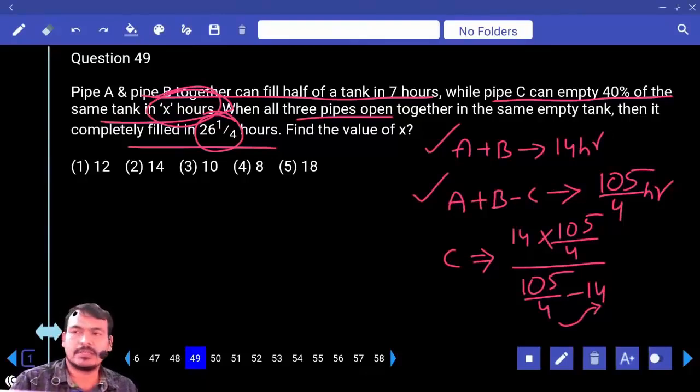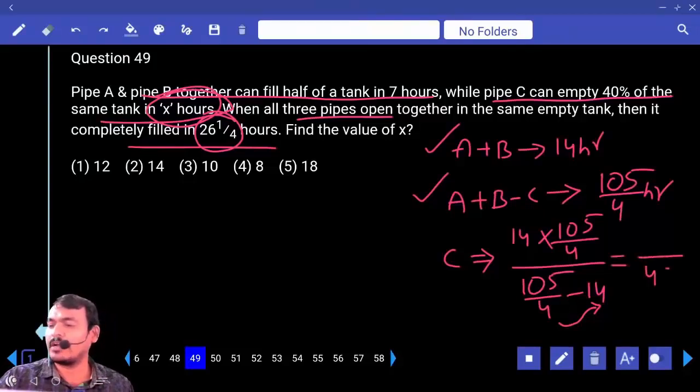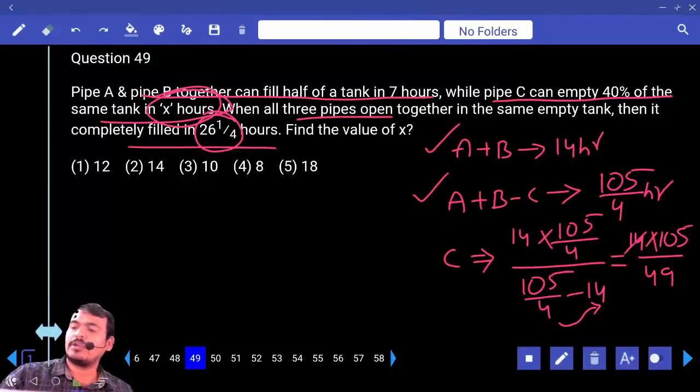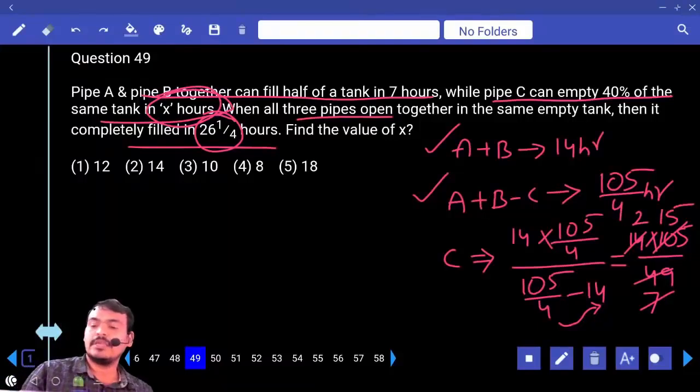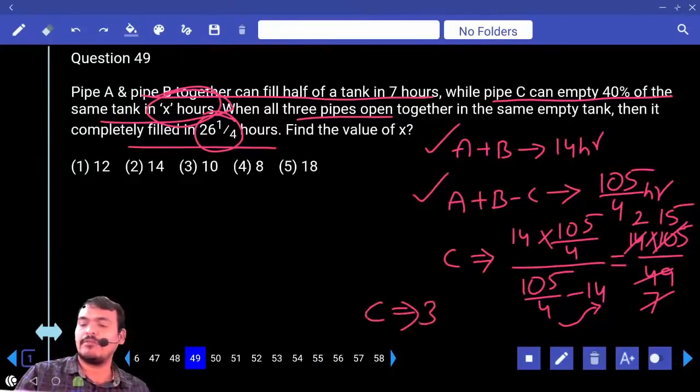105 minus 56 is 49. The denominator we wrote is 49. Numerator 14 into 105? 7 how many times 49? 7 times. Again, 7 how many times 105? 15. So C alone can fill the whole tank in how many hours? 30 hours.